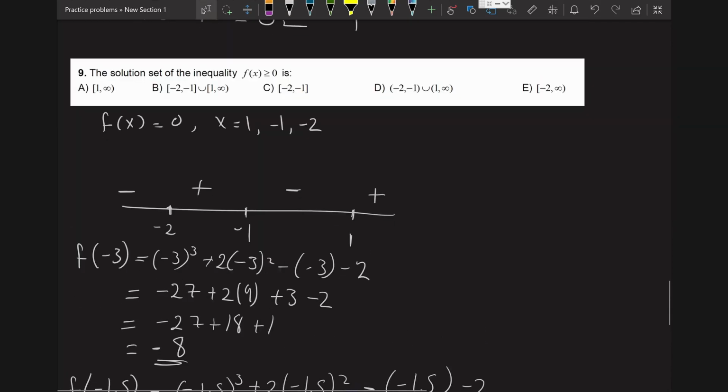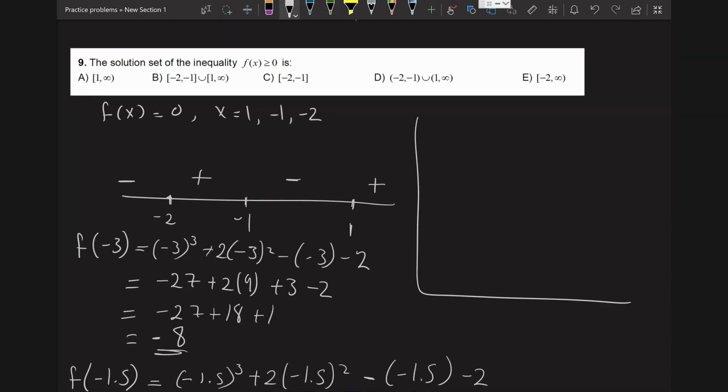And now, going back, we know that it's positive between -2 and -1. The square brackets include the range, and it said bigger than or equal to 0. So we know that -2 and -1 would be included. If it said just bigger than 0, we would put rounded brackets. So this answer right here is wrong because it uses the rounded brackets. And then the other range would be 1 to infinity.